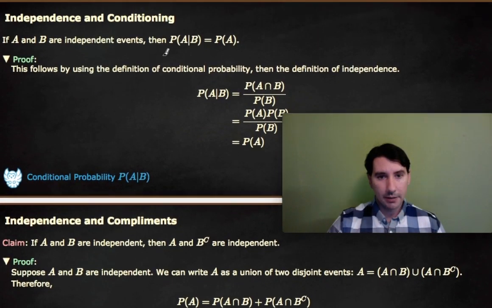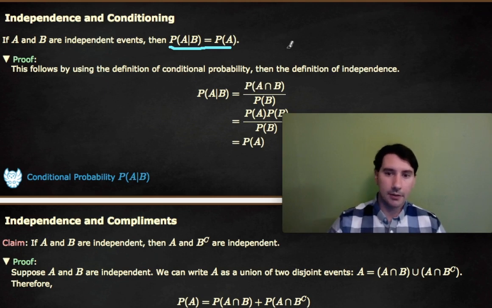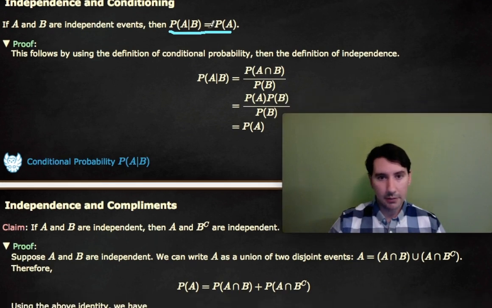If A and B are independent, then the probability of A given B is just the probability of A. And since order doesn't really matter here, the probability of B given A is also the probability of B, because if A is independent of B, B is independent of A. So that's where order doesn't matter. I should have been clear on that. Conditioning order does matter, but for independence, it does not matter.